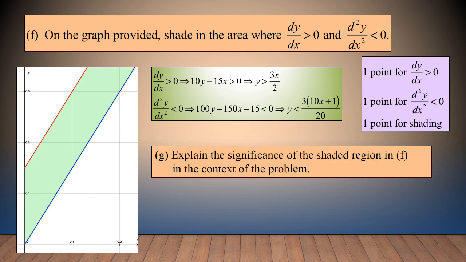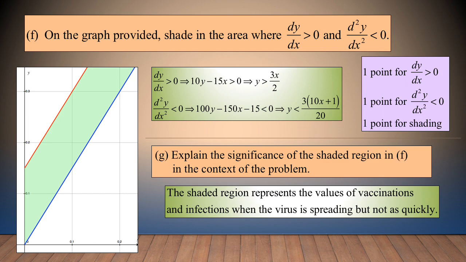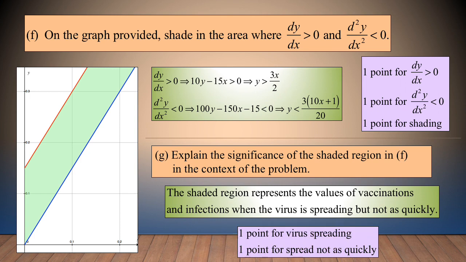G reads, explain the significance of the shaded region in part F within the context of the problem. Since dy/dx is positive, the shaded region represents the values of vaccinations and infections when the virus is spreading. But since the second derivative is negative, it means that the spread is not as quick. So the shaded region represents those values of vaccinations and infections when the virus is spreading, but not as quickly as it was before. 2 points for this question.